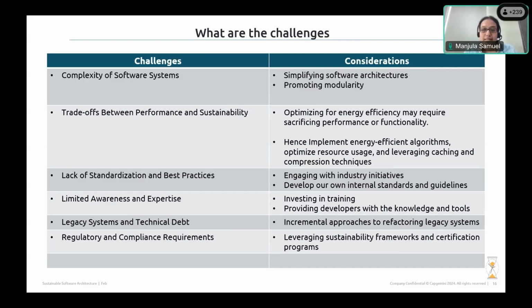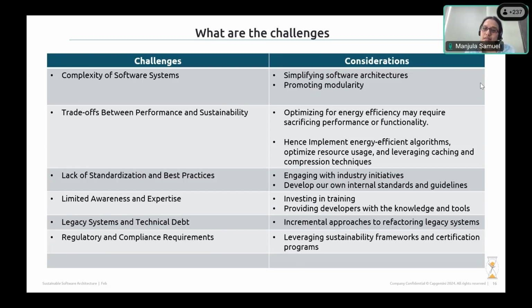Legacy systems and technical debt pose challenges to implementing sustainable software practices. Retrofitting these existing systems to meet the sustainability goals can be difficult and costly. So prioritizing sustainability in software modernization efforts and adopting incremental approaches to refactoring legacy systems can help address this challenge. Organizations can prioritize sustainability-focused refactoring and invest in technical debt reduction strategies to gradually improve the environmental performance of the legacy systems.